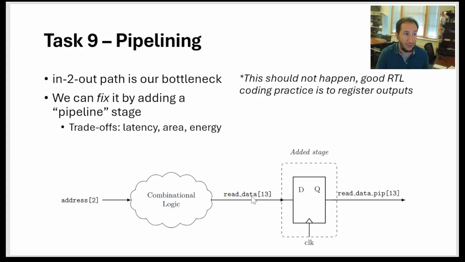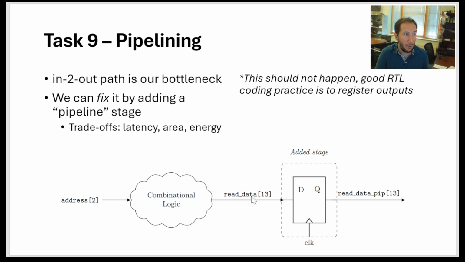First thing I want to mention is that this should not happen, right? This is strange. Good RTL coding practice is to register all the outputs, make them reach a flip-flop. They shouldn't be combinational. But let's ignore that and let's work within the constraints that we have. How do we fix this problem?